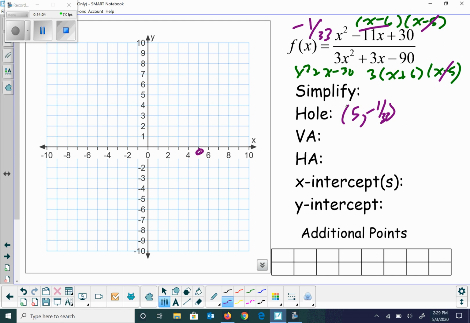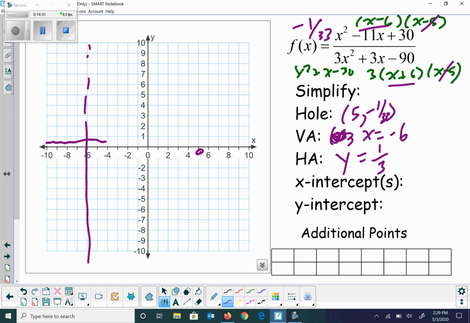Vertical asymptote, take what I have left. The vertical asymptote is going to be the bottom set equals, so x equals -6. Horizontal asymptote, degree on top and degree on bottom are the same, so I got 1/3. So I had some of that right, but I made an error. I apologize.